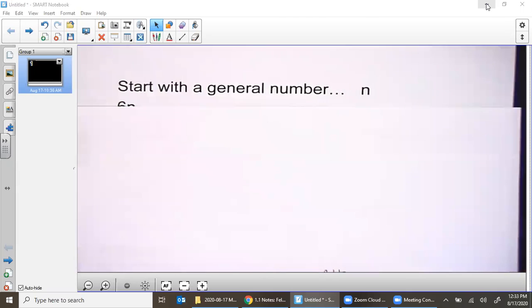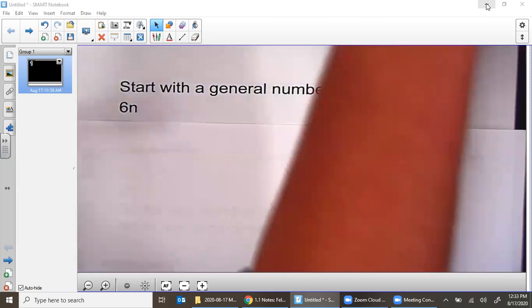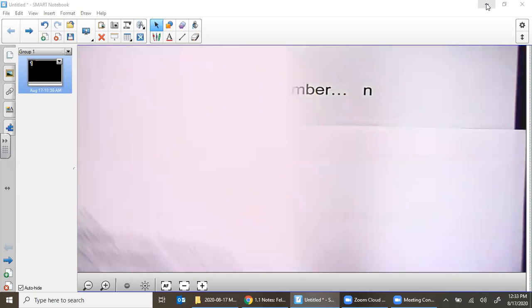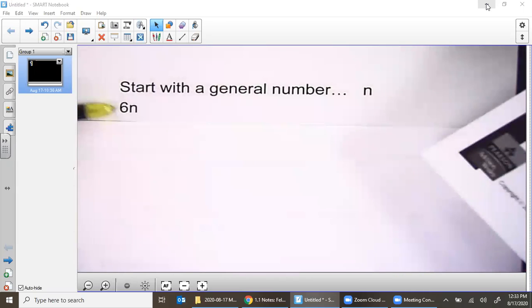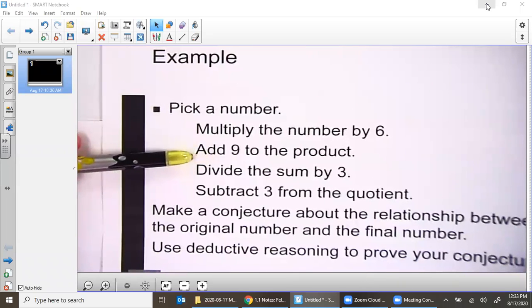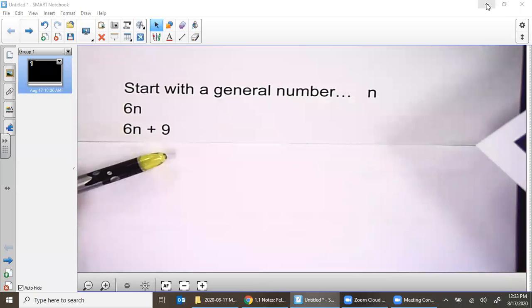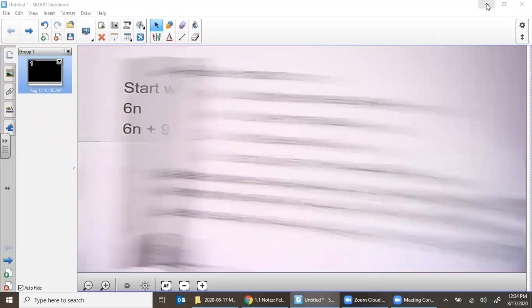So n, and then the first step to do was multiply by 6. So n times 6 would just be 6n. The second step was to add 9. So then you just get 6n plus 9. Then it was divide the sum by 3.